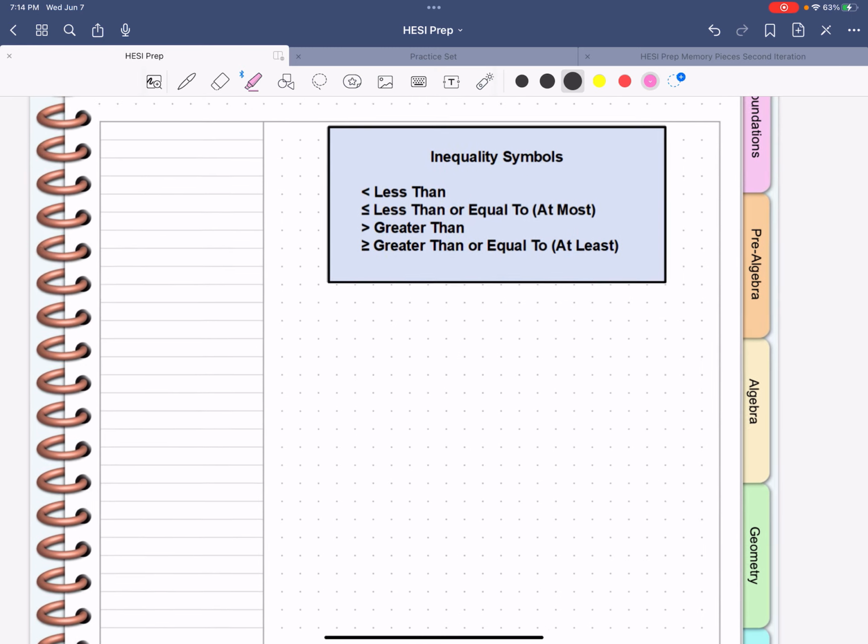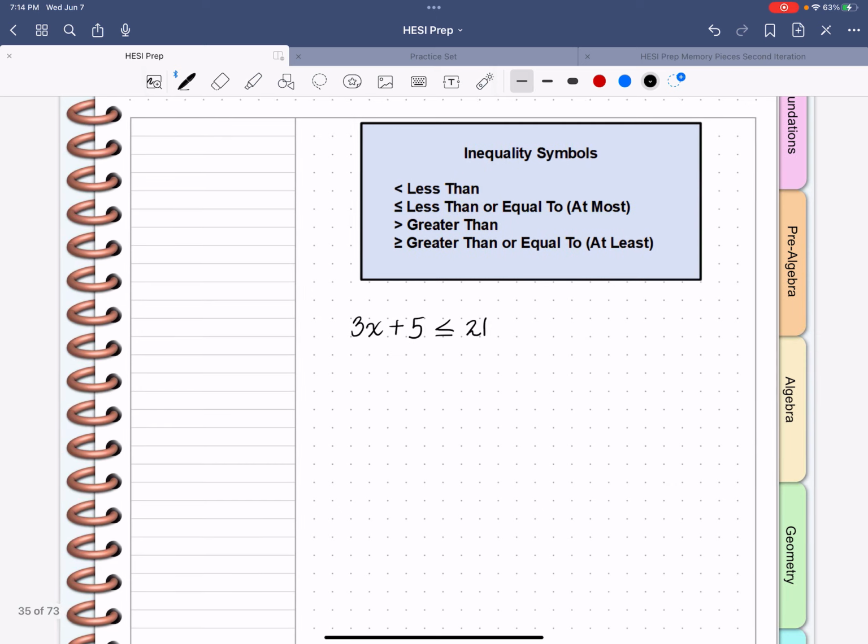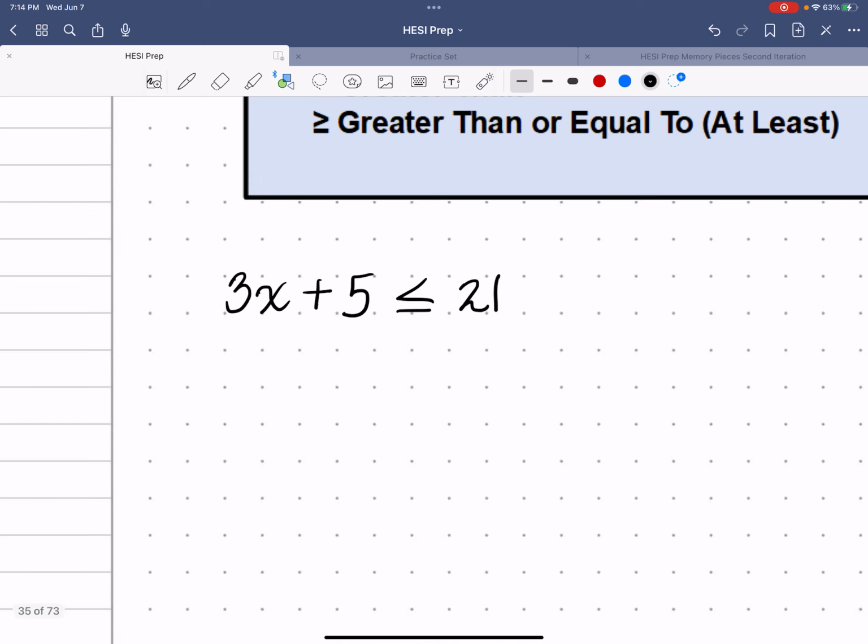Let's solve, let's say, 3x plus 5 is less than or equal to 21. So this is an inequality using less than or equal to, and we need to solve it for x. Using that same method that we learned with equations, let's draw the t-chart, write down the symbol, and on this side we have the variable, the x, and on this side we're going to bring all of our constants.